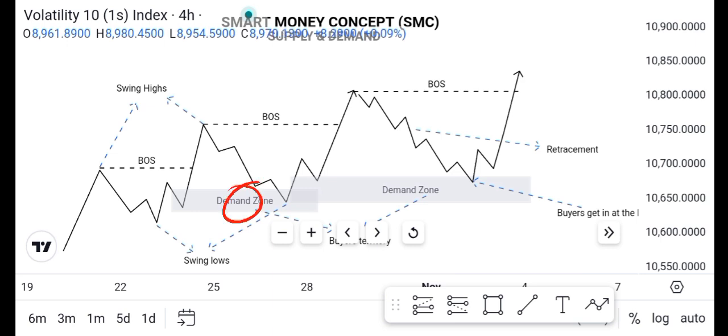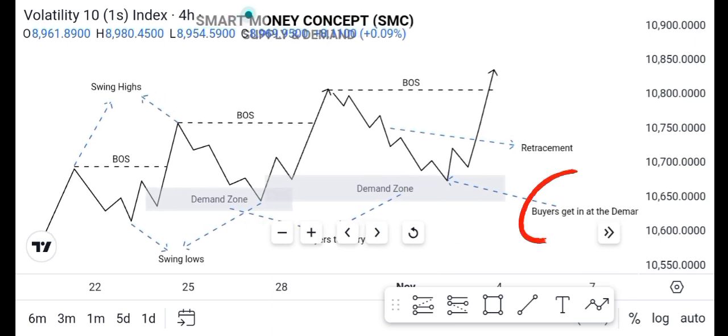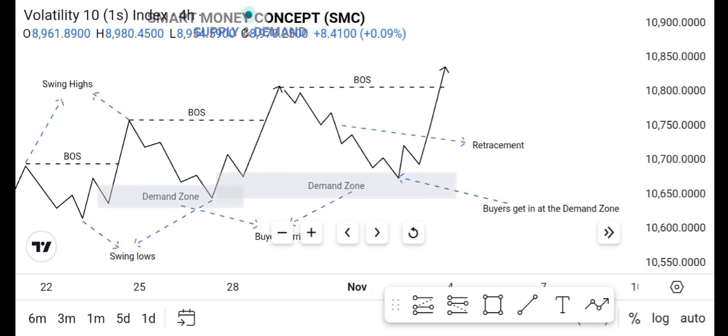This demand zone shows the interaction between buyers and sellers. When price retraces to the demand zone, you should expect buyers to get in. You can see this place, buyers get in here. Buyers get in at the demand zone, then they push price upward. You can see we have a break of structure and another break of structure. So this is an example of an uptrend using the smart money concept. So let's move to sell scenarios.